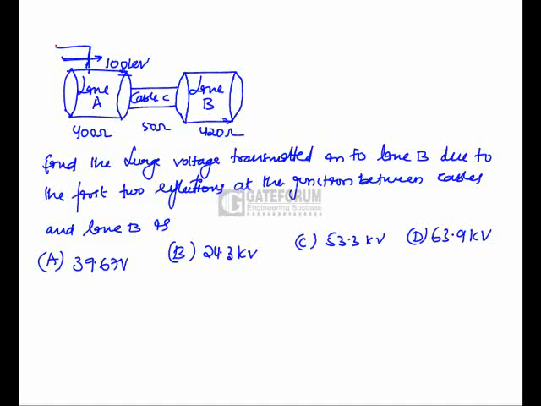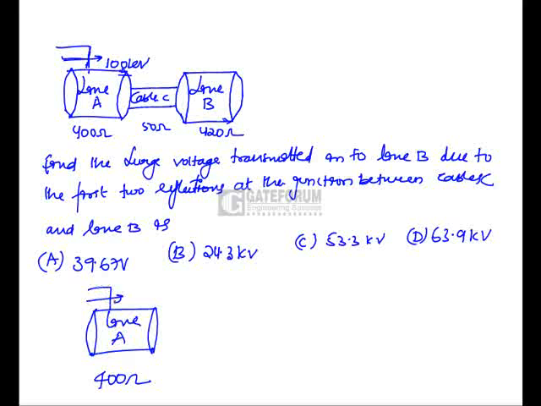Find the surge voltage transmitted into line B due to first two reflections at the junction between cable and line B. Okay, we have to find the surge voltage transmitted at line B and cable C. What he has given is a transmission line with an impedance of 400 ohms, named line A. He has applied a voltage of 100 kilovolts, that is the incident voltage.